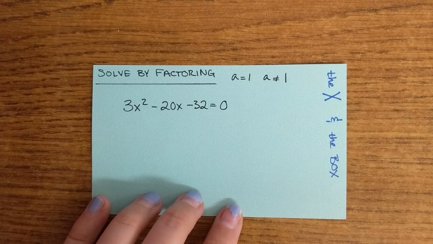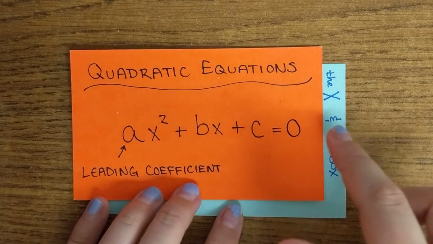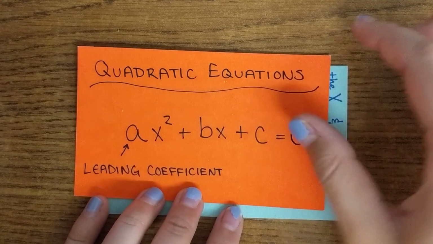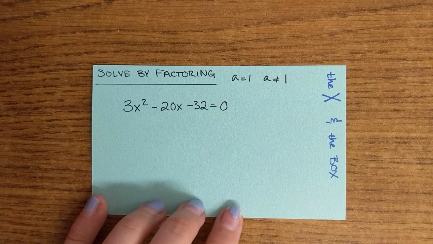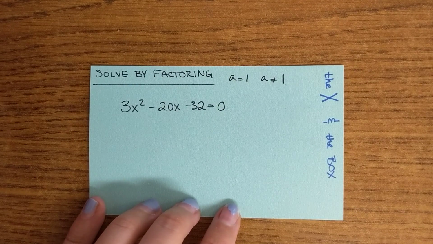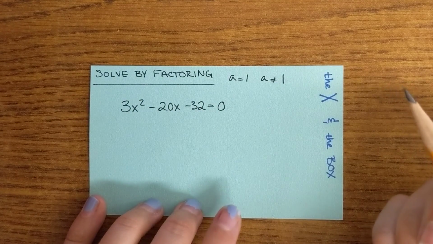To solve a quadratic equation, we must first make sure that it is in the form ax squared plus bx plus c equals 0, where a is the leading coefficient and helps us choose which method we're going to use in order to solve the equation. The method that I'm going to show you here is called the x in the box, turning a sum into a product. That's what factoring is.